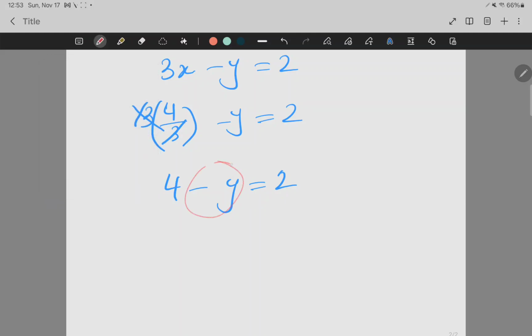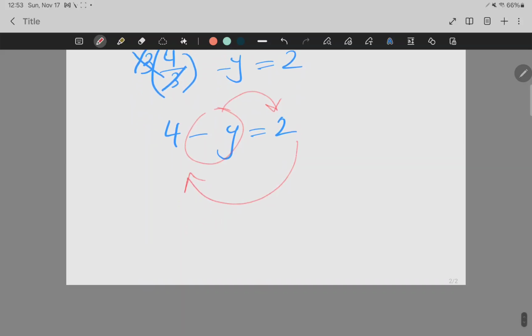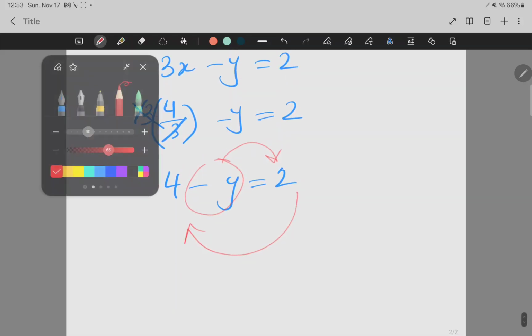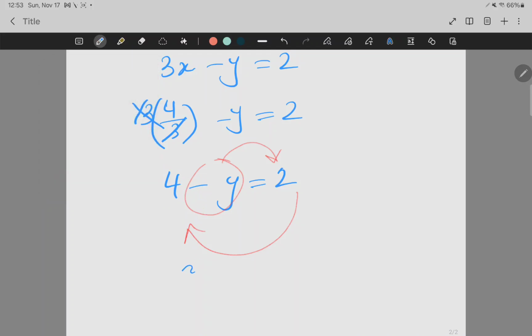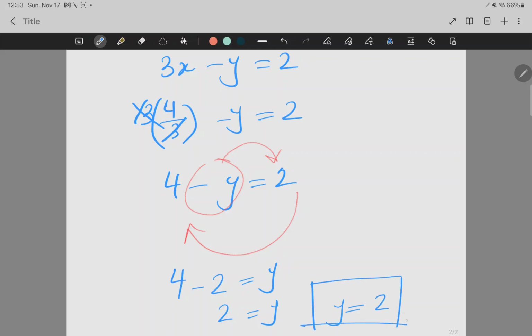So this is negative. Let's move it here. And let's bring this 2 on this side. So it becomes 4 minus 2. Why minus 2? Because it's plus. It goes to the other side. It changes its sign. Negative y will become positive y. So now your answer is 2 equals y. Or you can say y equals 2.